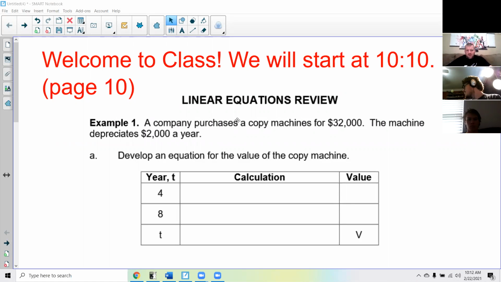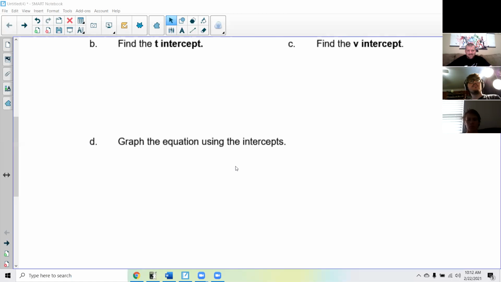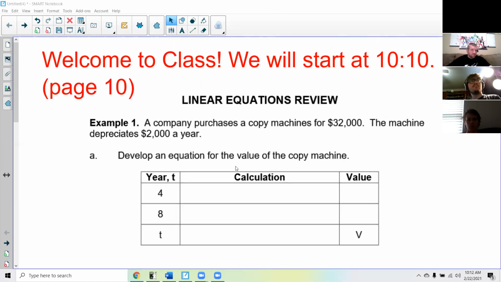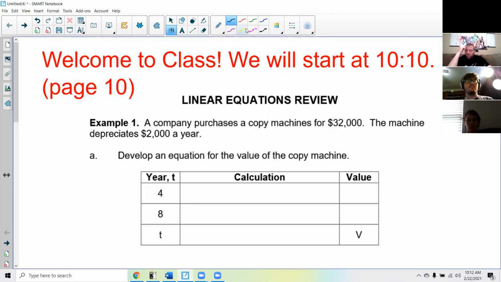Okay. So if you have the notes in front of you from the chapter on our Blackboard page, we're on page 10. If you don't have these, you can print these off of our Blackboard page under course materials. So we're not talking about a girl and her lawn mowing business anymore. We're talking about copying machines. Even more boring, I think.